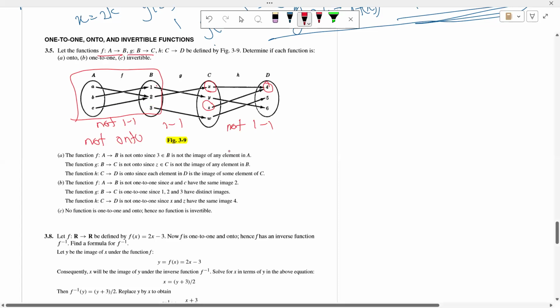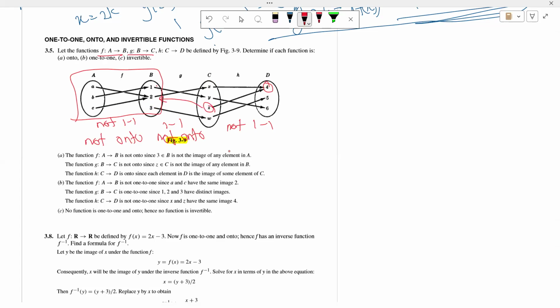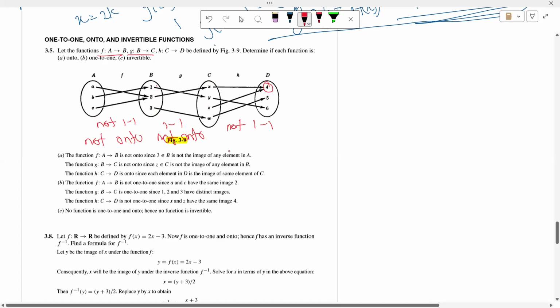If you look at this one also, what will happen? G is not onto. Why is this not onto? In the function G, there is an element that has no relation with the domain B. So because of that, this is also not onto.